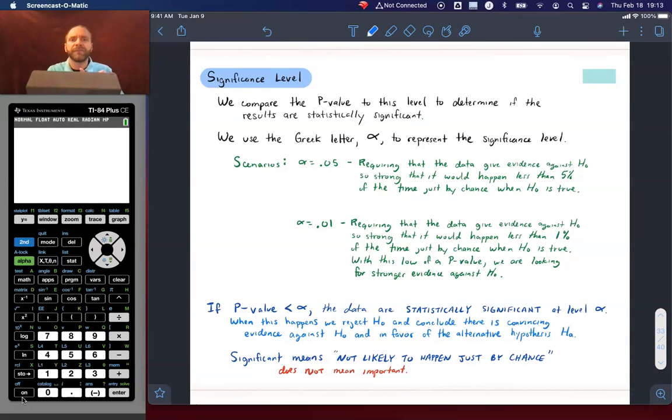So here's some more of my notes when it comes to significance levels. Some scenarios is your alpha level of 0.05. What that means is you set an alpha level that requires that the data give evidence against the null hypothesis so strong that it would happen less than 5% of the time just by chance if the null was true.